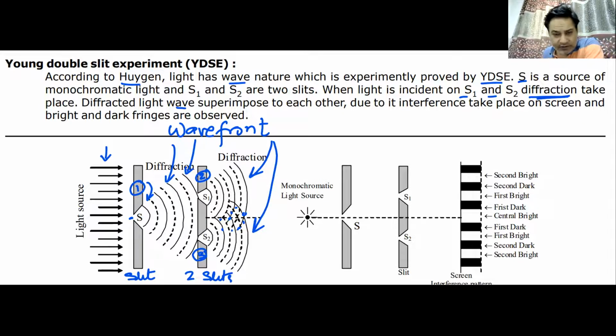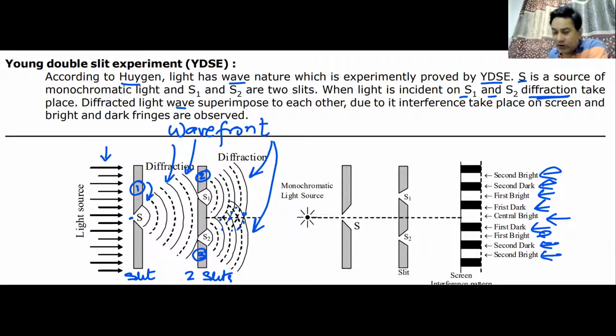Now they are coherent sources. They are traveling in the same direction. They have nearly equal or same amplitudes. They have the same frequency because they are coming from the same source. Therefore, when they superimpose, they will create interference and you will see dark and bright fringes. Do you see here? There is a central bright fringe. Then there is first dark, first bright, second dark, second bright. Downwards also, after bright fringe we have dark, then bright, then dark, then bright.